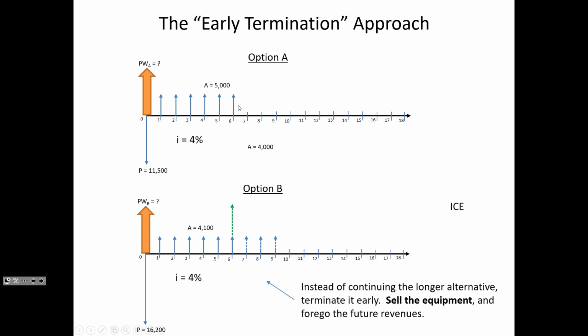All right, so let's try that out. Let's try the early termination instead of continuing the longer alternative, which was contract services. This time we're going to sell the equipment early, and by foregoing those future revenues, we're basically exchanging those future revenues for whatever residual value the equipment has when we sell it in the last year.